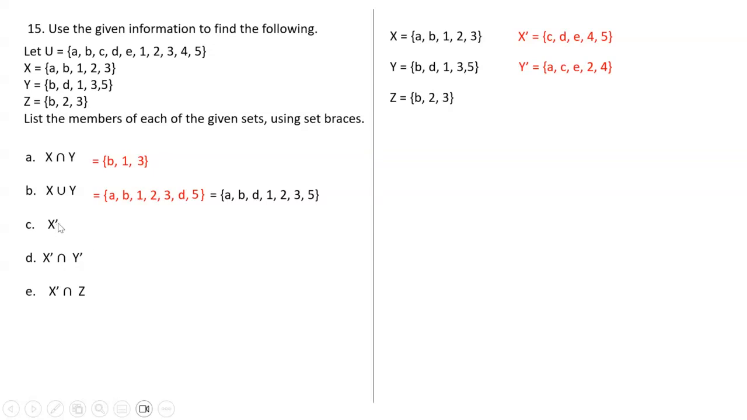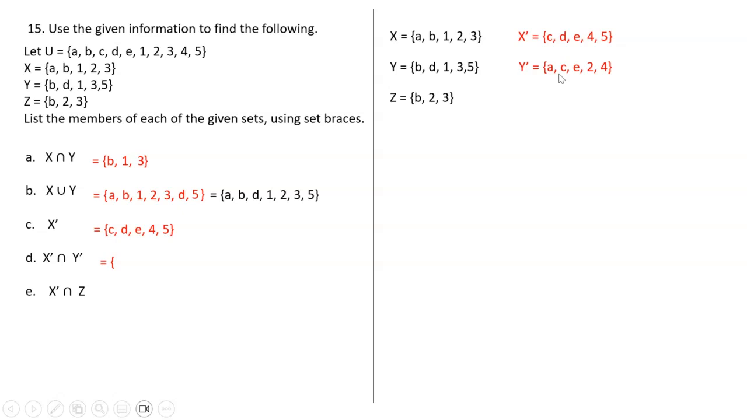Now for part C, the complement of X, we already found it. It's C, D, E, 4, 5. Now, the complement of X intersects the complement of Y, which means what does the complement of X and the complement of Y have in common? Let's go back here on the right. Do they have a C in common?